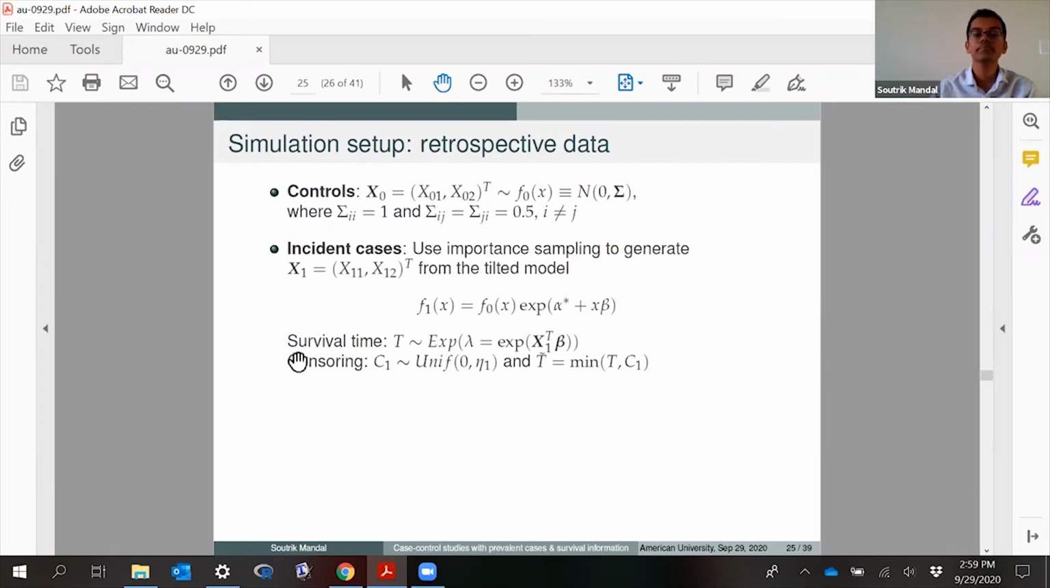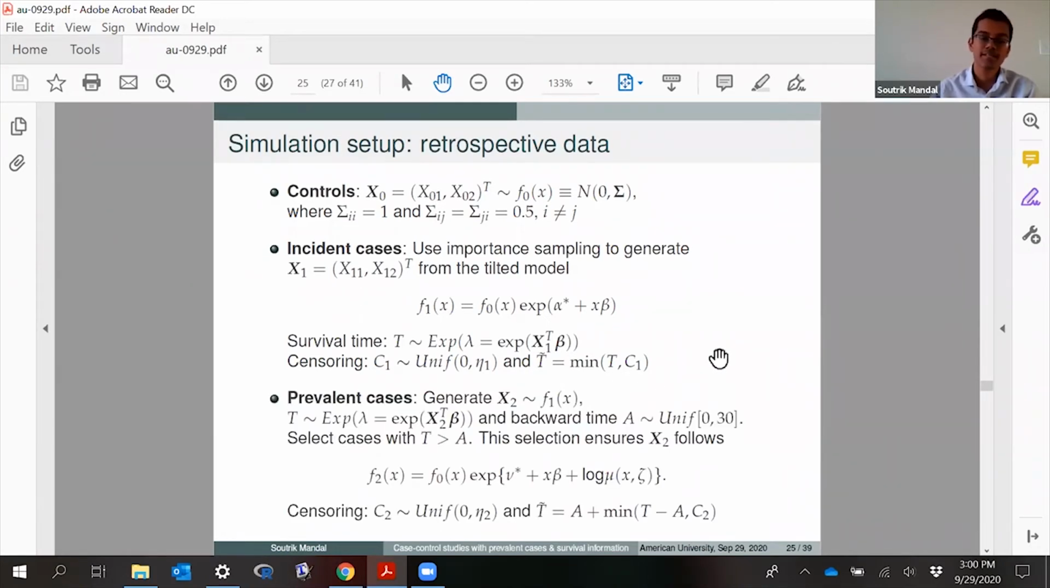Here, the survival time t comes from an exponential distribution with lambda e to the power x1 prime beta. We have the censoring distribution, which is uniform, and this eta 1 parameter controls the censoring percentage. And we have the observed survival time, which is the minimum of t and the censoring time C1, right? So this is what we finally observe, the minimum of t and C1.